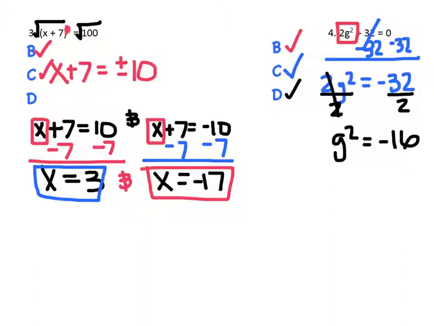negative 16. Now, remember, when I take the square root of both sides, can we take the square root of a negative? No. So the answer then is no solution.